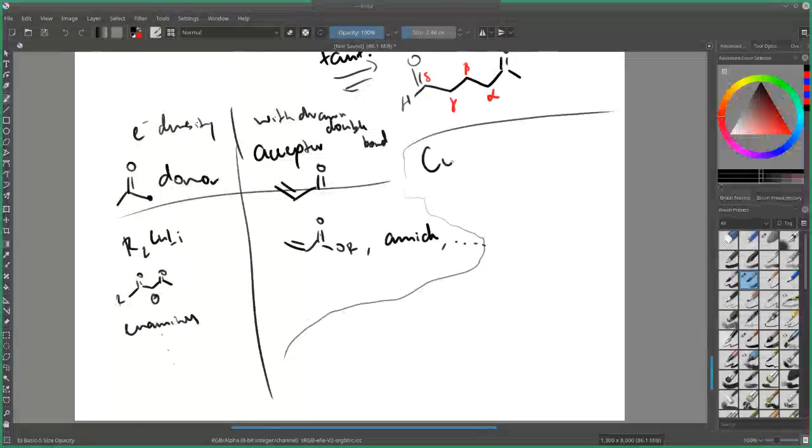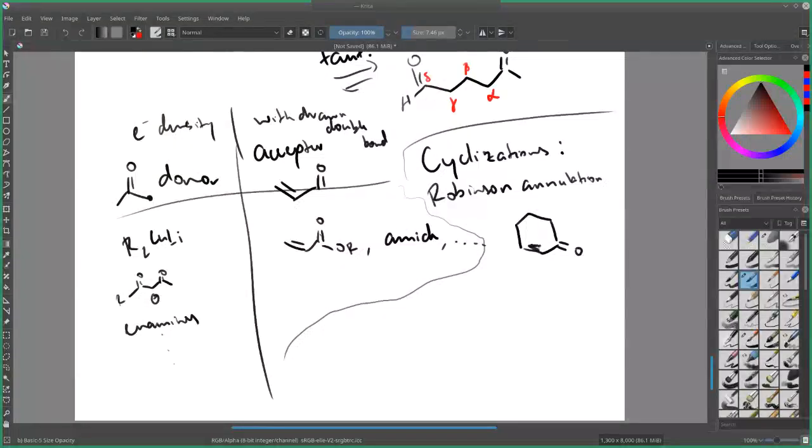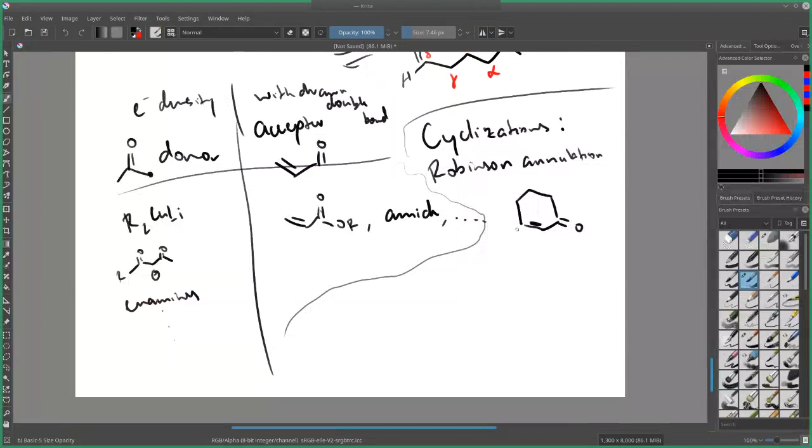And like with all of the other ones, you could do cyclizations. Okay. And this one is called the Robinson annulation. Right? And the general way that this looks is whatever you get at the end is going to be like this. Okay. With a double bond there. Right?